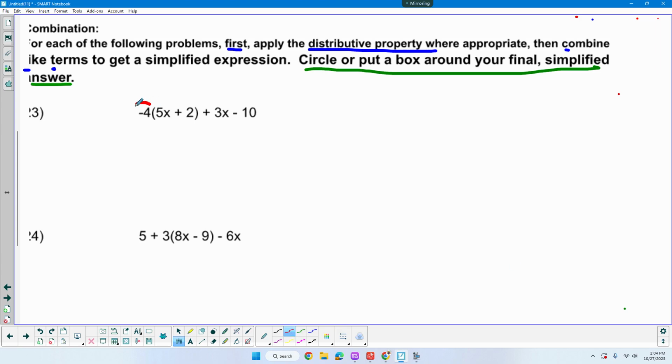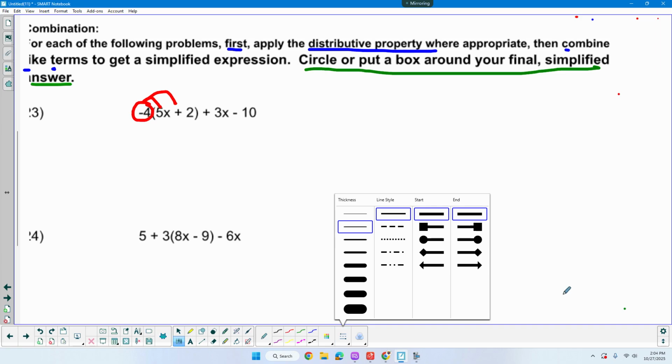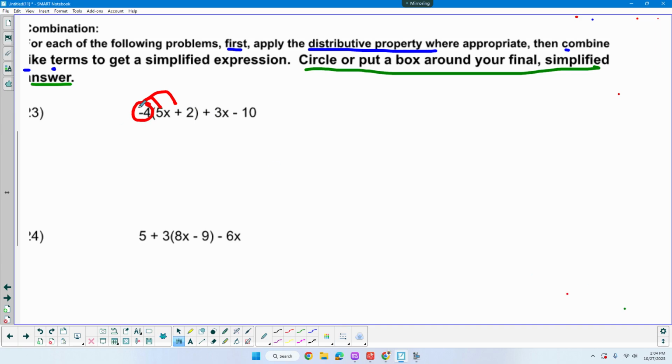So on this problem, I'm going to circle this because it's being distributed. I'm not going to circle this minus 10 because it has nothing to do with the distributive property right now. The distributive property is super powerful, but it can only go as far as the parentheses go. So negative 4 times 5x is negative 20x. A negative 4 times a positive 2 is a negative 8, so I write minus 8. And I haven't done anything with this part of the expression, so I'm just going to bring these down. I still have the 3x, and I still have the minus 10.